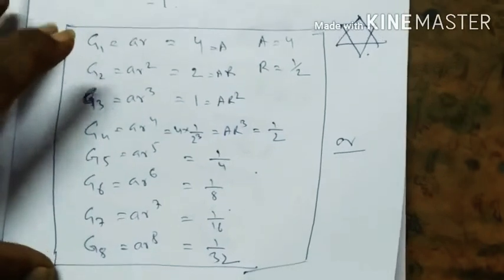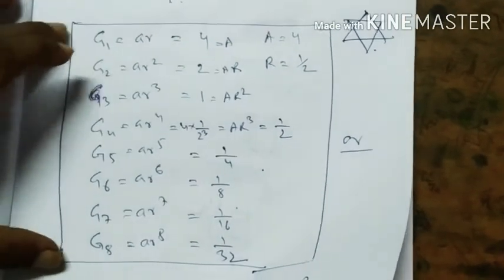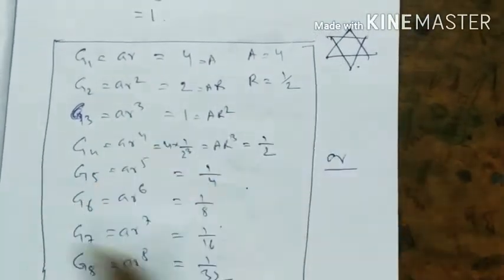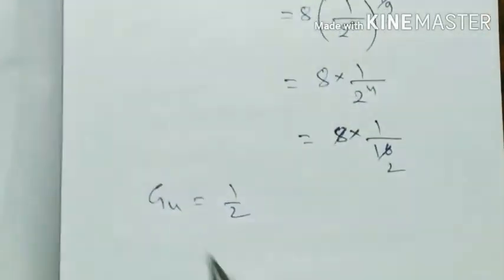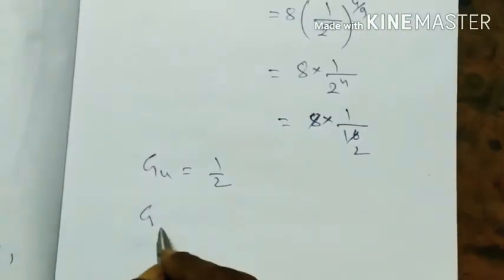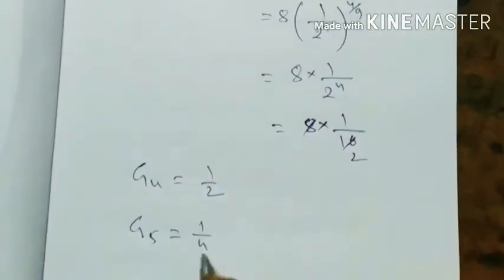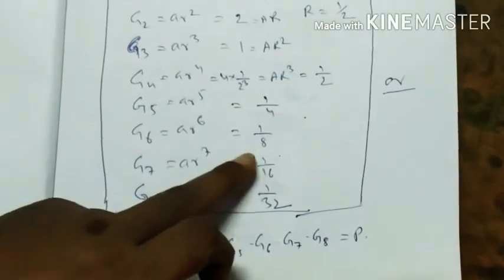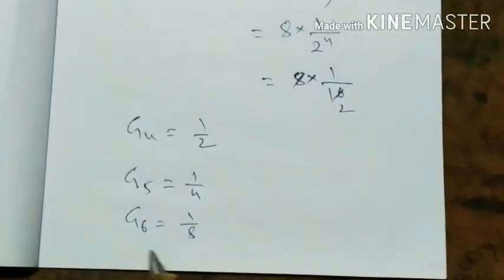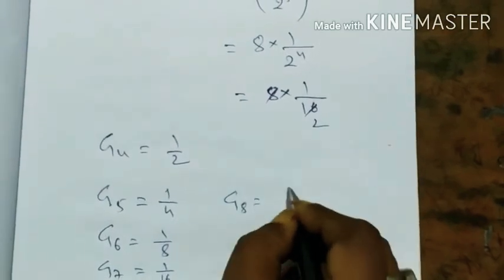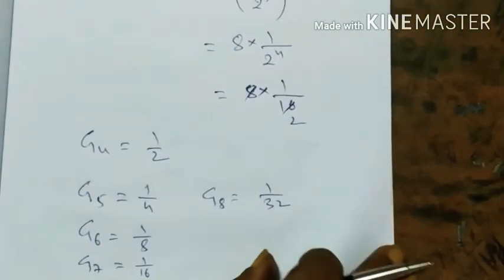So this I have done on my own, but it will be better for you. Instead of going through this procedure, instead of doing the sum like this, it will be better that you find all the G1, G2, G3, G4. Similarly, if you go with the same procedure, your G5 will be 1 by 4, your G6 will be 1 by 8, your G7 will be 1 by 16, and your G8 will be 1 by 32. Let me calculate this G8, the last one, for you.